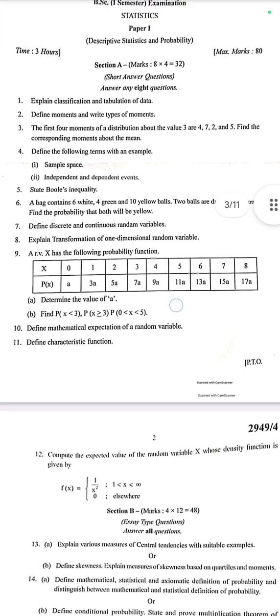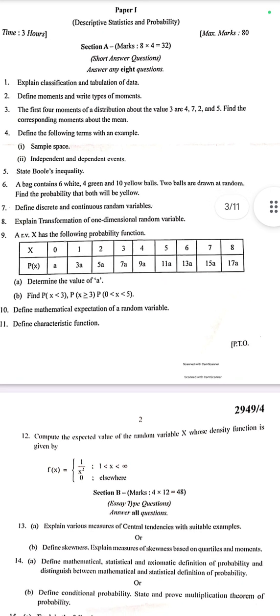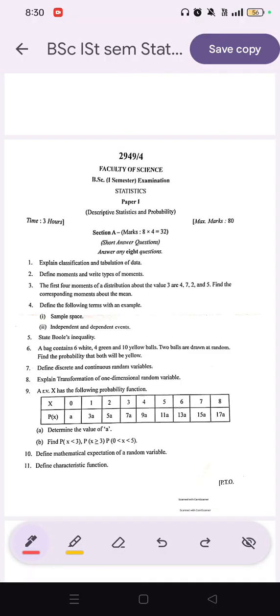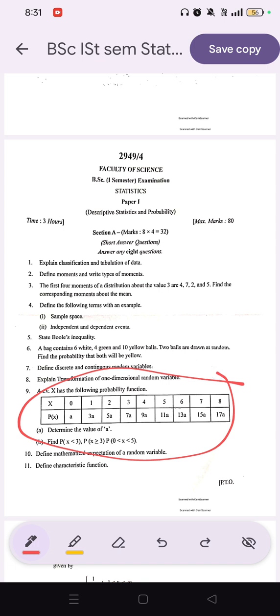Next, similar statistical questions are like this. They are going to give you probability values, and you have to calculate as given here. These are the P of x values. Next, similarly, the characteristic function they are asking, and simple probability definitions also.